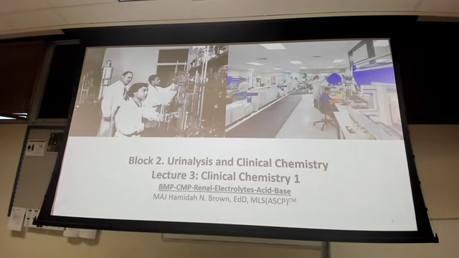All right, so chemistry 1. Here we go. We are going to talk a little bit about the BMP and CMP. We already talked about that in block 1. We're going to dive a little more into the CMP, but today we're going to be focusing more on renal panels, electrolyte panels, and acid-base panels.